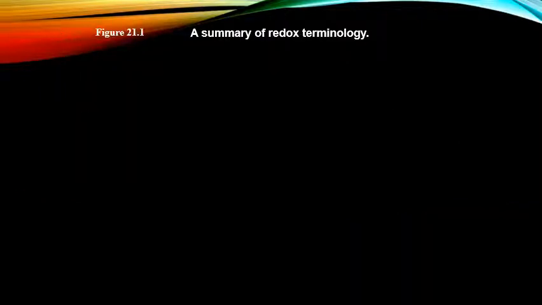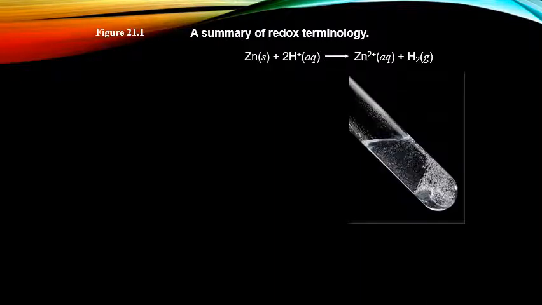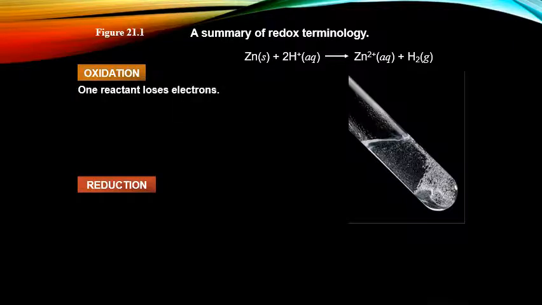Let's quickly review a few terms for our electrochemical cells. The first thing that we're going to look at is the reaction between zinc and hydrogen ions coming from an acid, forming zinc 2+ and H2 gas. So the first thing that we want to look at is the definition of an oxidation. Please remember that the oxidation is the losing of electrons.